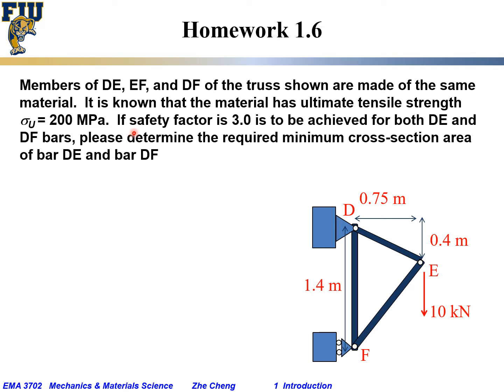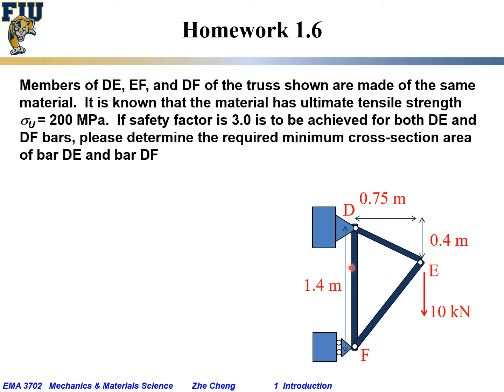Okay, if the safety factor is 3.0, again the safety factor is the ratio between ultimate tensile strength and the allowable stress. If the safety factor of 3 is to be achieved for both DE and DF bar, here we only consider DE and DF bar of a safety factor of 3. We want you to determine the required minimum cross-section area for bar DE and bar DF. As you can imagine, if DE were too small in cross-section area with 10,000 Newton or 10 kilonewton of force, you may well break the DE bar. For the same reason, you may also break the DF bar.